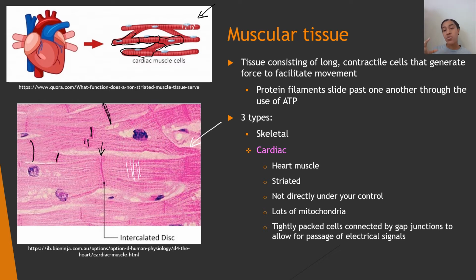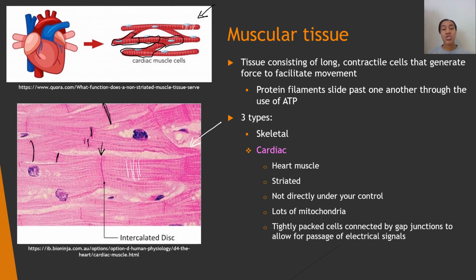And so what happens when your cardiac muscle contracts is there's a signal sent from a neuron that then sends an electrical signal to a certain set of cardiac fibers. And then those cardiac fibers need to send that signal to all the other fibers that make up the heart so they can all contract at once. And this is how they do it.